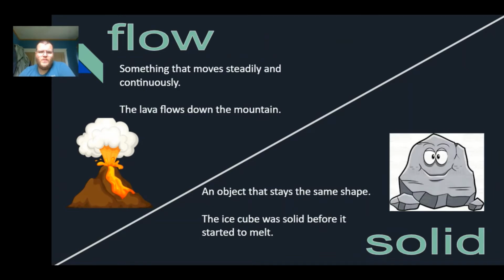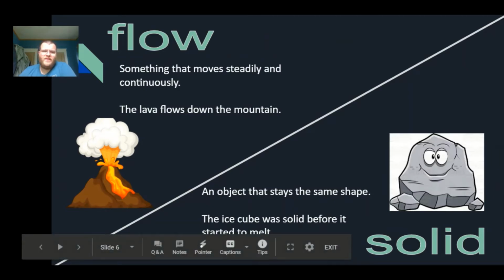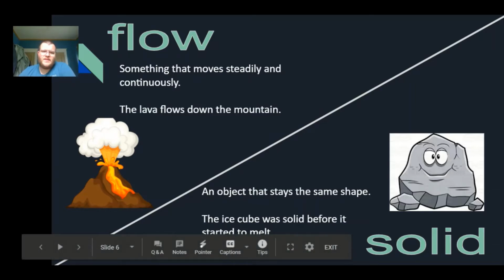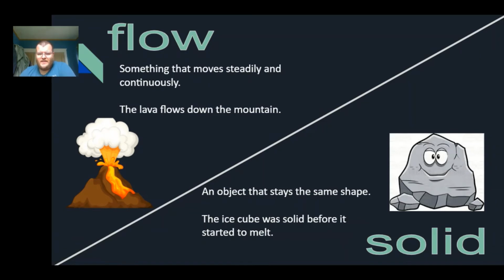Flow. When I think of the word flow, I think of lava because it flows steadily and continuously down the mountain, right? So it has a nice, continuous, and steady flow. The lava flows down the mountain. A solid is an object that stays the same shape. The ice cube was solid before it started to melt. But even as the ice cube was melting, it still had a shape until it turned into a liquid.